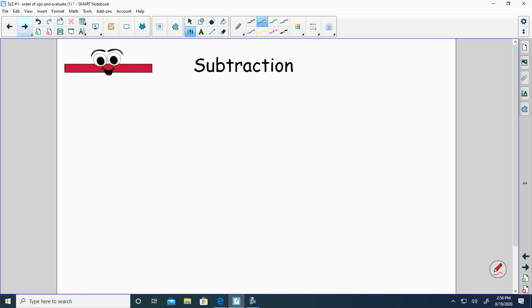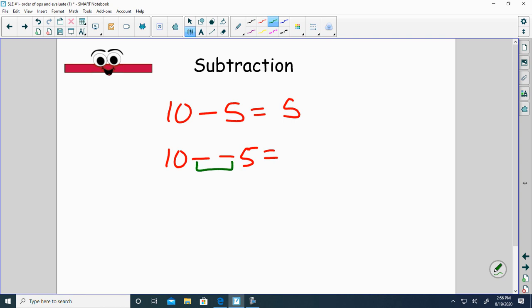Subtraction, same idea. This is just you're taking things away. If you had regular numbers, let's use 10 and 5, 10 subtract 5 is 5. But what would happen if I had 10 subtract negative 5? These two signs change to an addition. So this actually becomes 10 plus 5 as a problem, which is 15. Okay? But let's keep going.